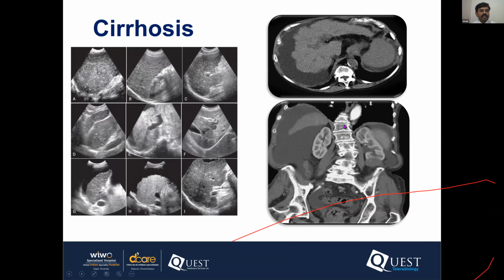Then coming to cirrhosis of the liver. Cirrhosis of the liver is an end-stage disease and is a chronic liver parenchymal disease. It can be due to alcoholic liver disease or it can be due to viral hepatitis and is an important diagnosis to be made to further manage the patient clinically.